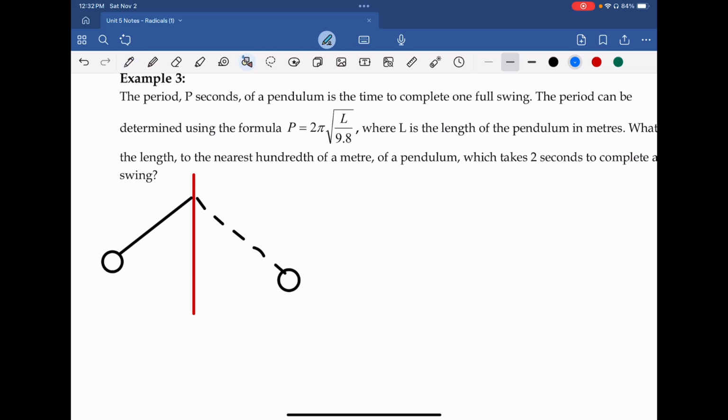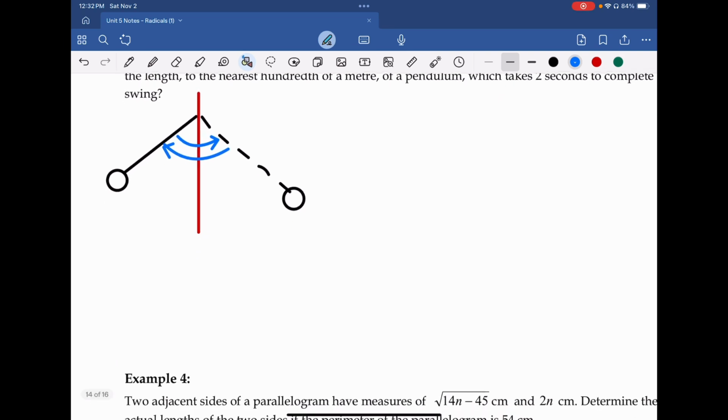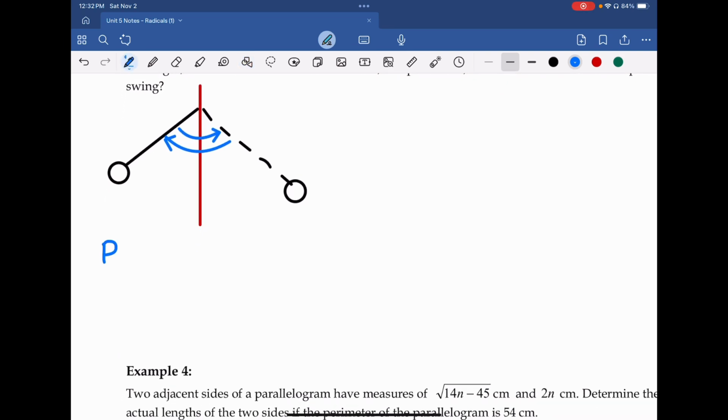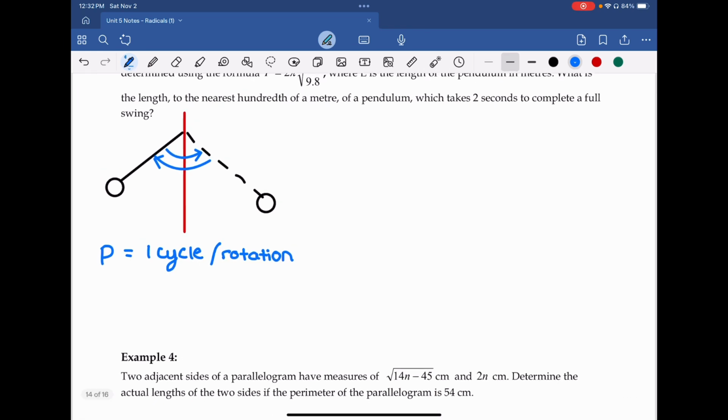And I'm going to show an arrow going from the left-hand side to the right, and then the right going to the left. That represents one period, or one cycle, or one rotation. So I'm going to say period is equal to one cycle / rotation. This is because that red line is the middle line, its resting position. And one period is when it goes all the way to one side and all the way back. That's considered to be one complete rotation or cycle.